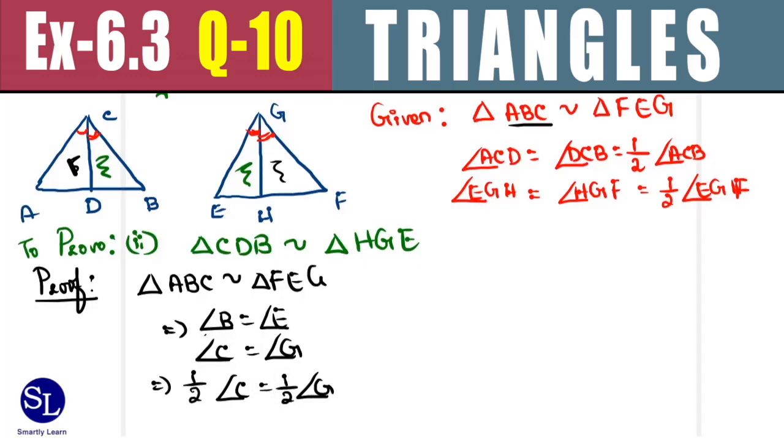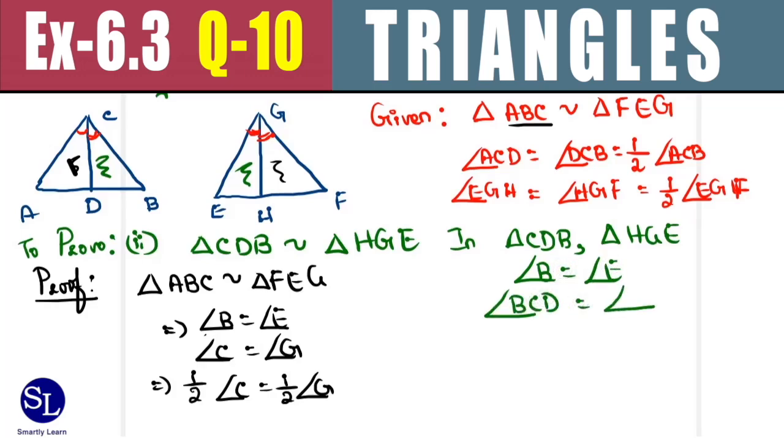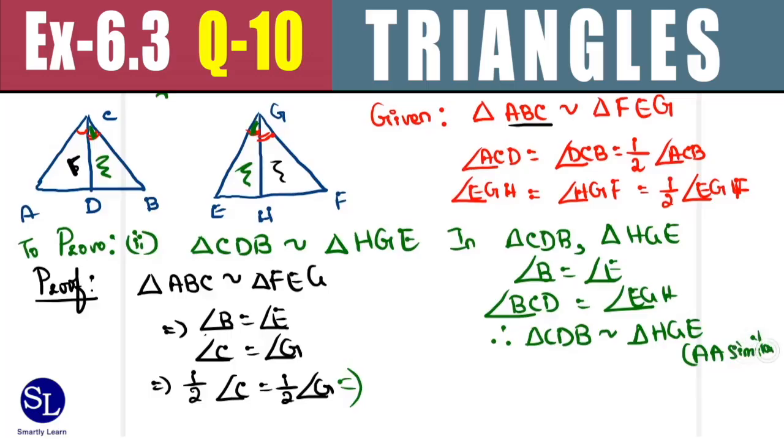Now let's take the actual triangles for which we need to do the proof. In triangle CDB and triangle HGE, what we actually know is that angle B is equal to angle E and angle BCD will be equal to angle EGH. These two angles are equal because this is what we have written already. Therefore, triangle CDB is similar to triangle HGE using AA similarity. Hence, this part of your proof is also done.